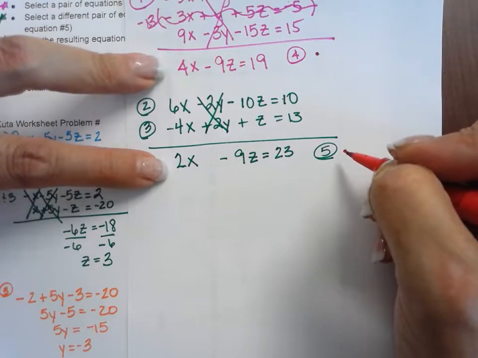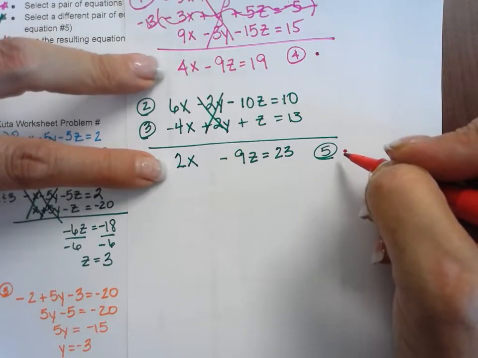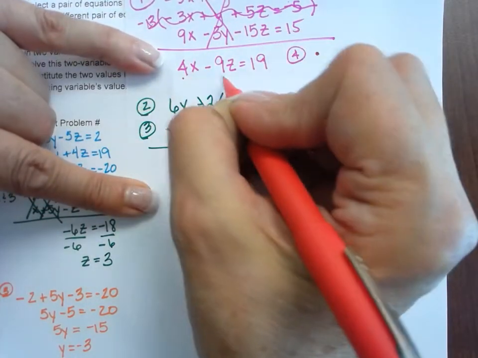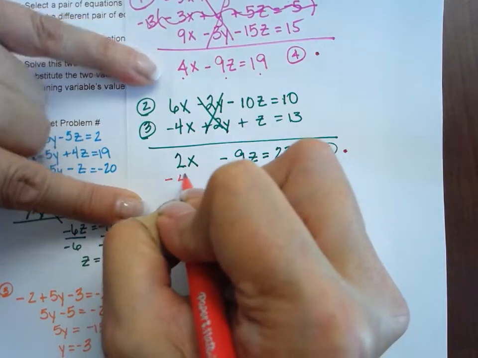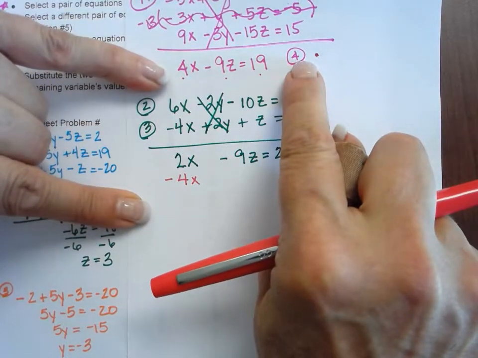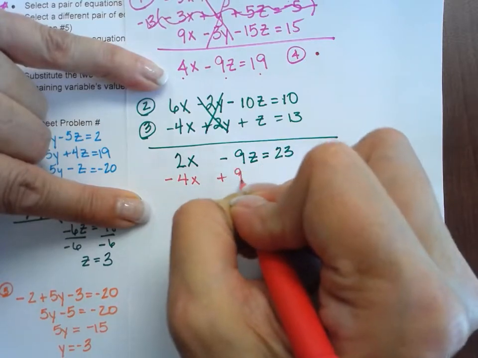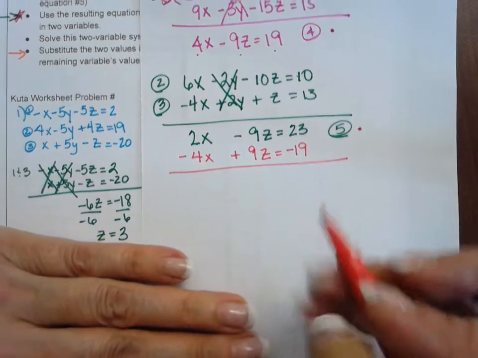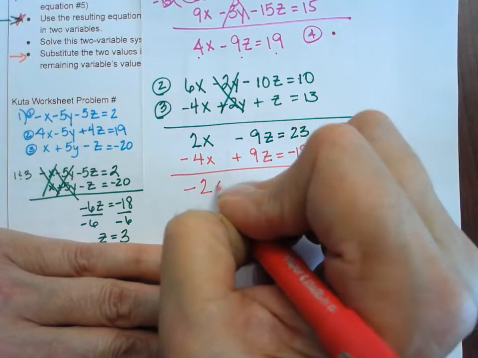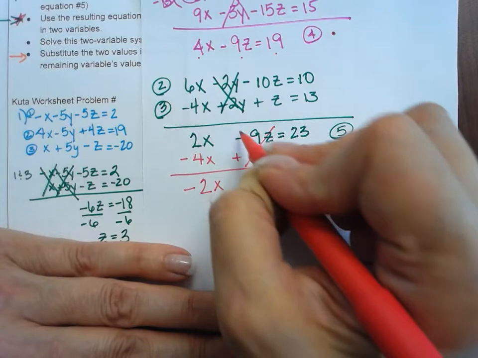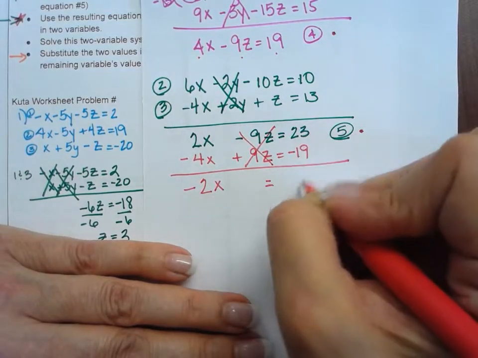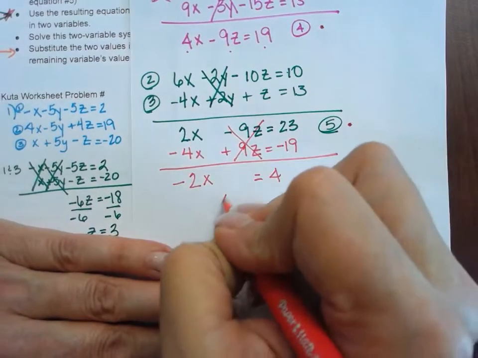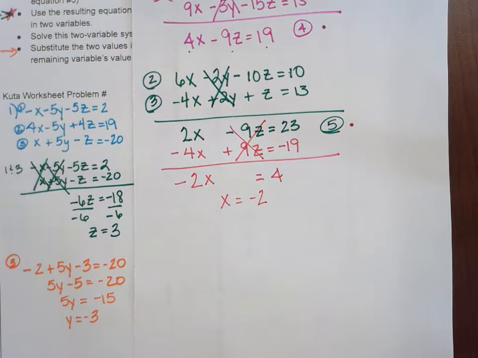What variable do I want to get rid of? The z's, because it's already 9. The only thing I'm going to have to do is flip one of the signs. So when I write number 4, I'm going to flip all of the signs. And now x is negative 2x. My z's cancel. And 23 minus 19 is 4. So x is going to be negative 2.